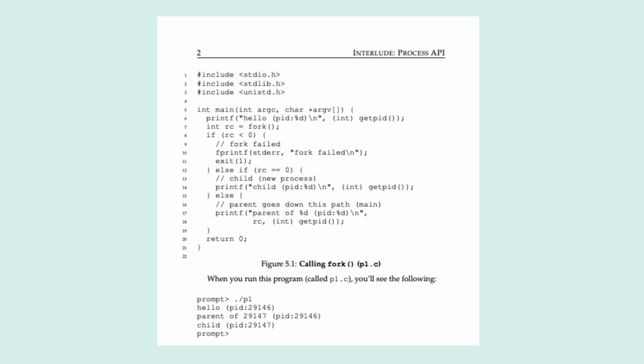Okay, so if it's a child process, then it will go to line number 12, that is the else if condition, where RC is equal to 0, and it will print the child PID, which is 29147. If it is a parent process, then it will go to line number 15, that is the else condition, which returns the value of the child process ID. Okay, line number 17 will print the parent of the PID, which is 29147, that will be the return value, and getpid will fetch the current process ID, which is the parent's process ID.